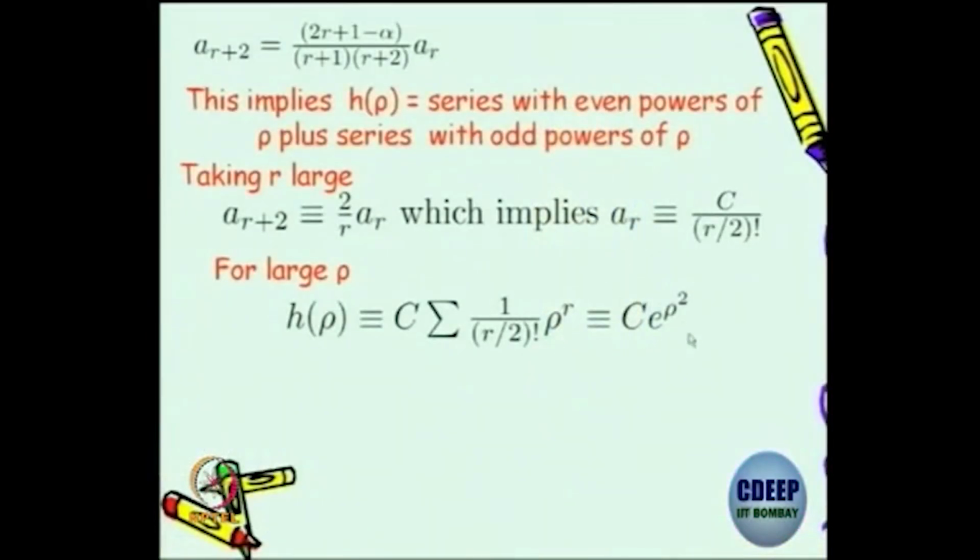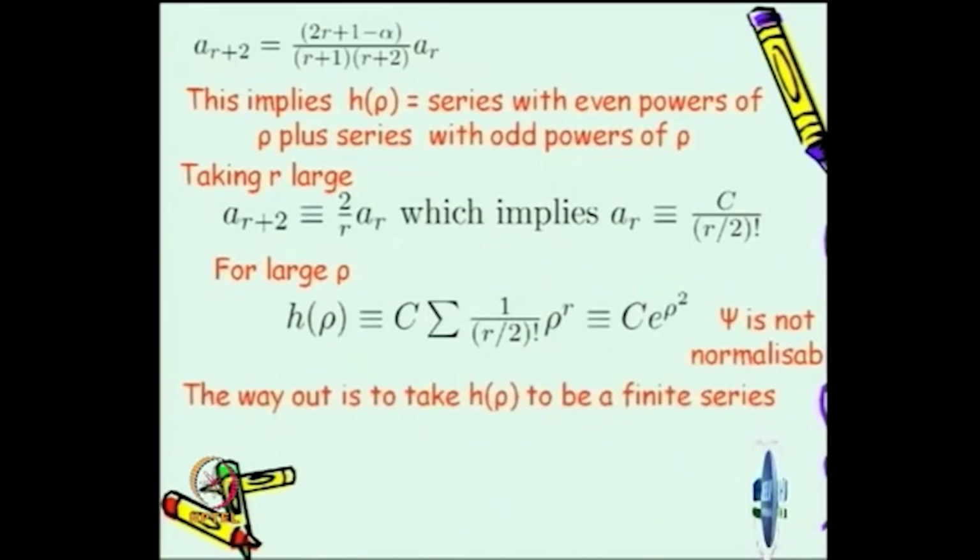Let's work with a finite series polynomial solution. That is the only way I can avoid my wave function blowing up. Otherwise it is not normalizable. The way out is to take H of rho to be a finite series. But how finite should you take? Whatever finite you want, at some point you have to put the coefficient for some specific R to be 0. That is the meaning of saying it is a finite series. Once you put that to be 0, then by this recursion relation, all the higher powers will be 0.